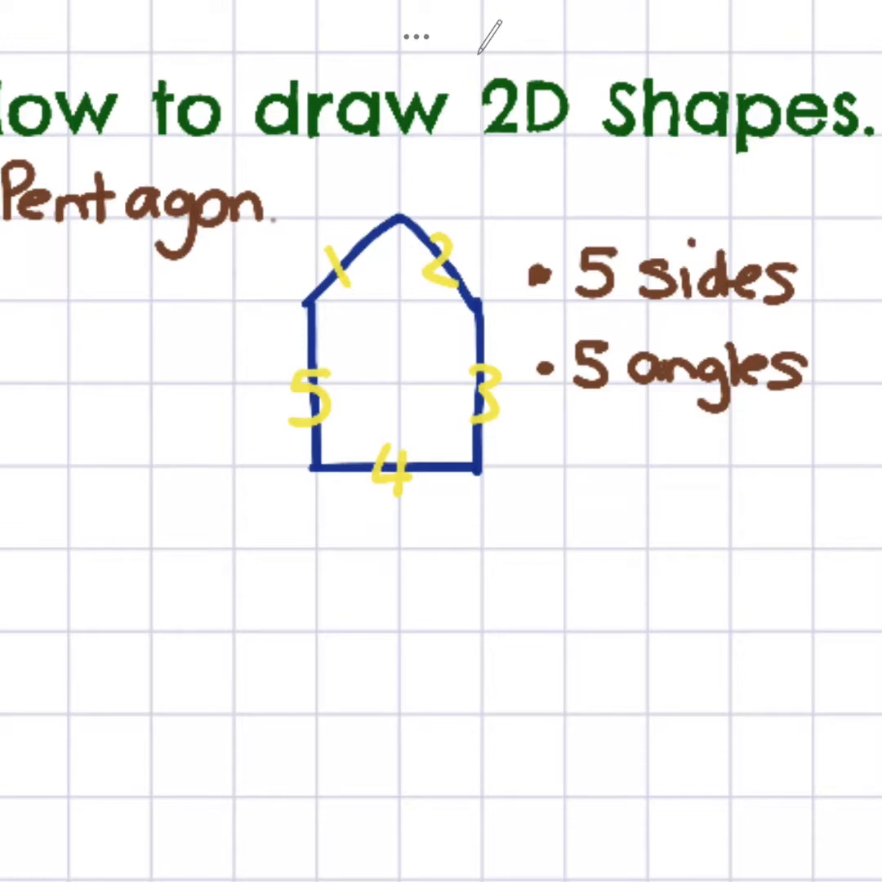And let's check out where those are. 1, 2, 3, 4, and 5. Okay? All right, next shape we're going to draw. Let's rub this out.